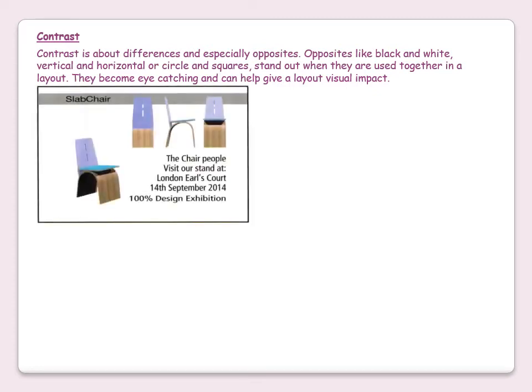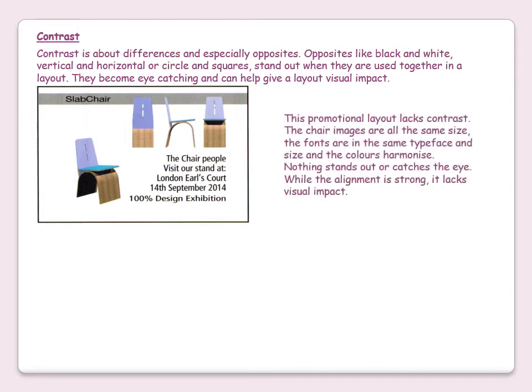In this example here, we have a slab chair. This promotional layout lacks contrast. The chair images are all the same size. The fonts are in the same font type and size, and the colours harmonise. Nothing stands out or catches the eye. While the alignment is strong, it lacks visual impact.